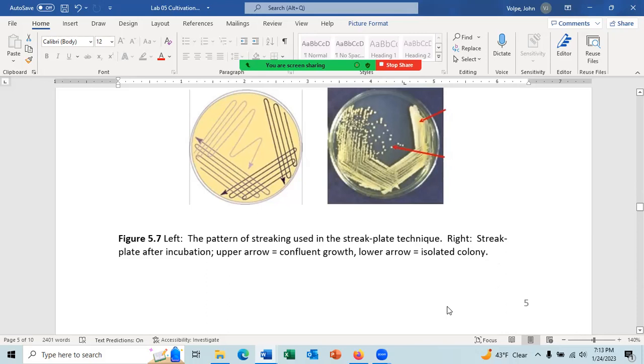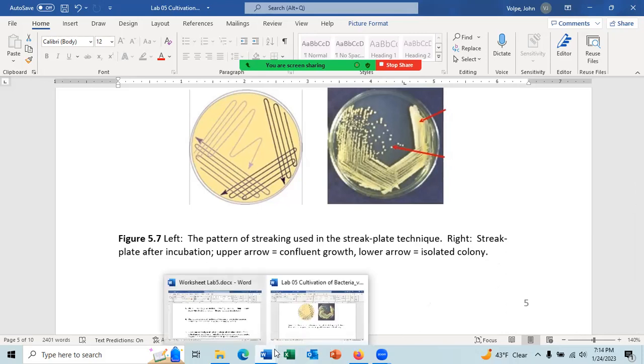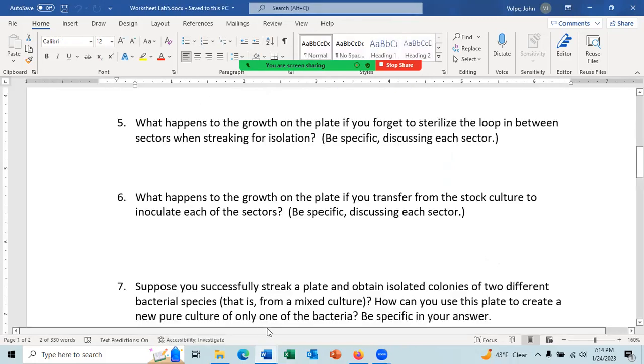So your discussion of 5 and 6 should be different. If it's not different, I'll ask you, how is number 6 different from number 5? All right.